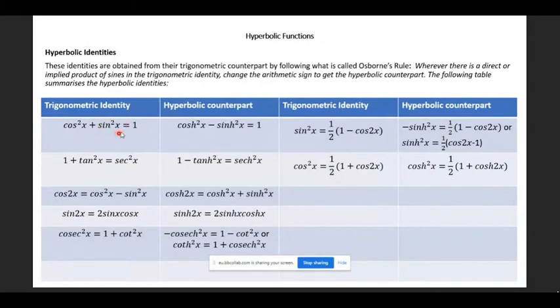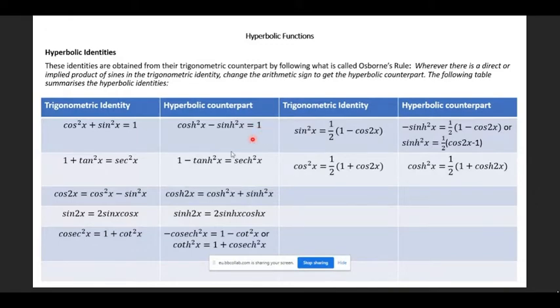Here, there is a product of sines. There is the product of two sines because sine squared is sine of x times sine of x. So to get the hyperbolic counterpart, wherever there is a product of sines, you are going to change the sign. If it was plus, you change it to minus. So the hyperbolic identity that is the counterpart of cos squared x plus sine squared x is equal to 1 will be cosh squared x minus sinh squared x is equal to 1.